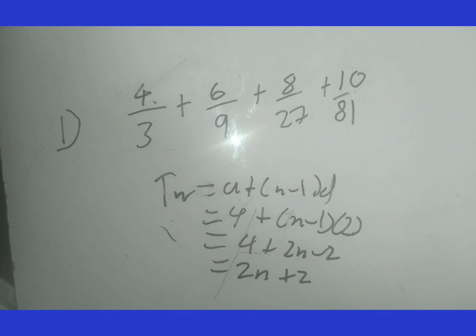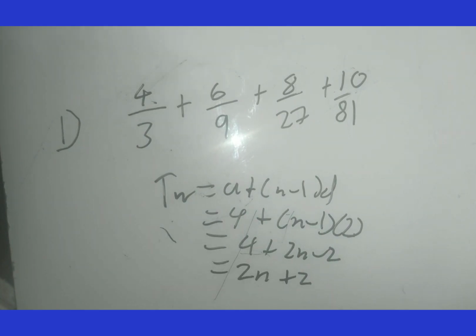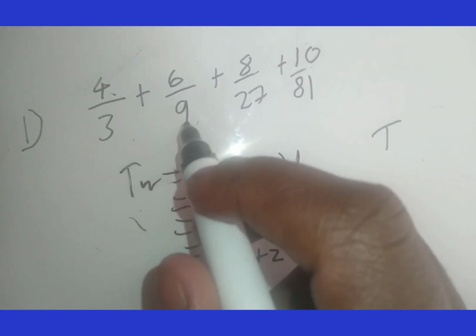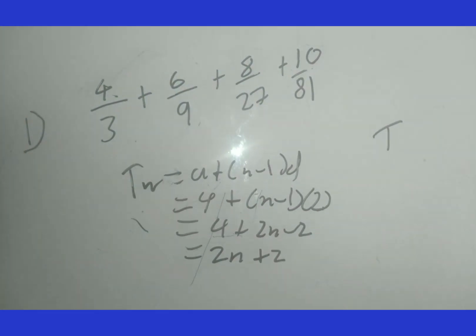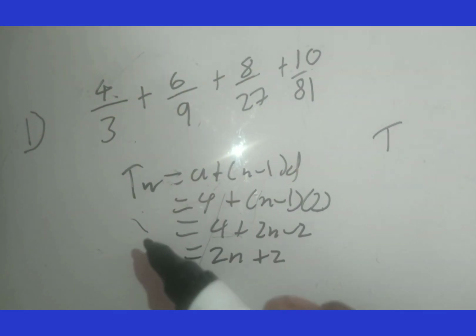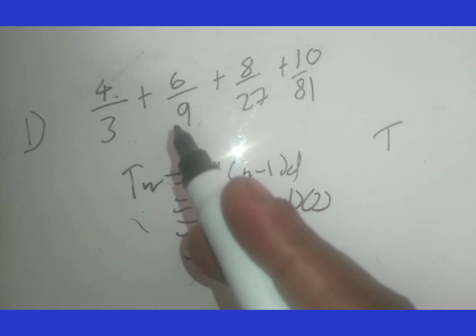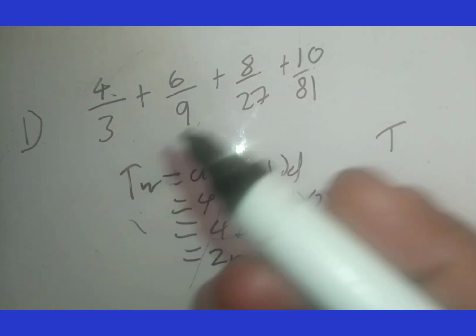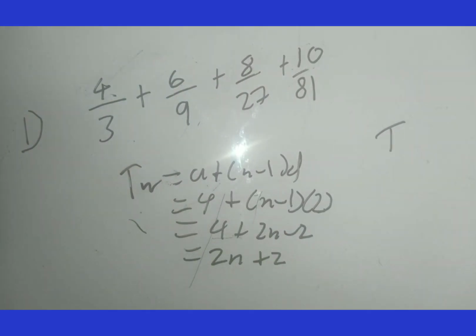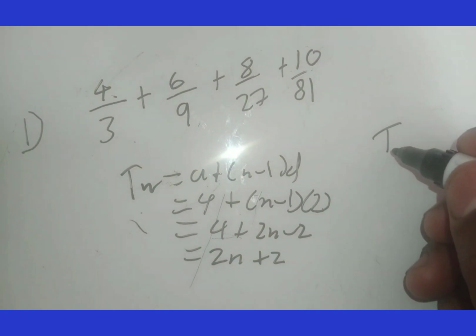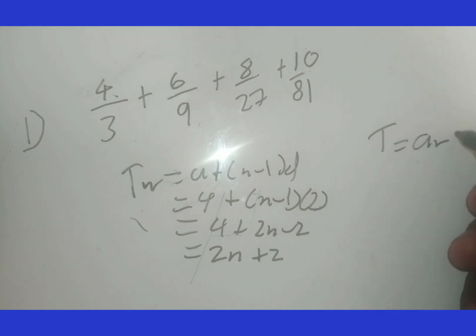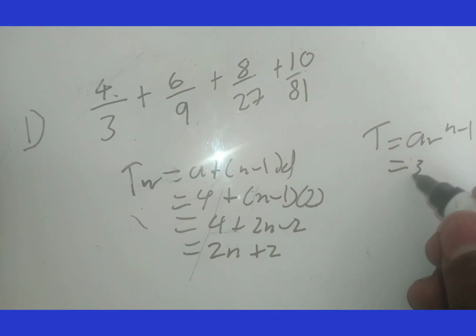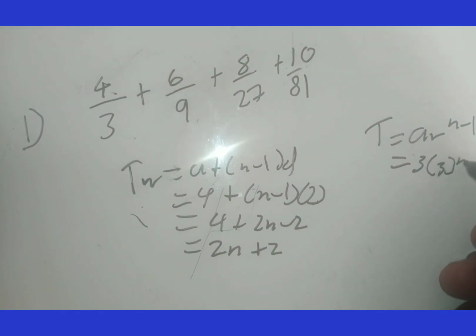So we found the general term of the numerator. Now let's find the general term of the denominator. If you try to find a common difference, you will realize that there is none in the denominator, but rather there is a common ratio. 9 divided by 3 gives 3, 27 divided by 9 gives 3, 81 divided by 27 gives 3 as well. So our common ratio is 3. Tn equals a r to the power of n minus 1, with a equal to 3 and r equal to 3.